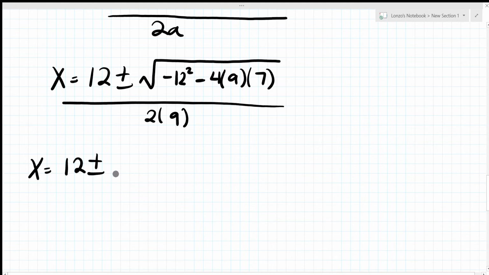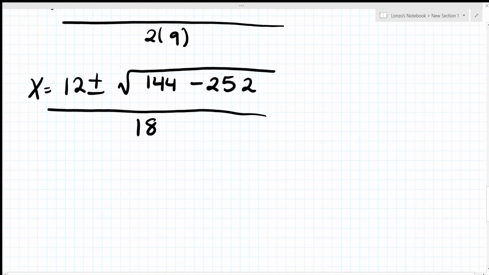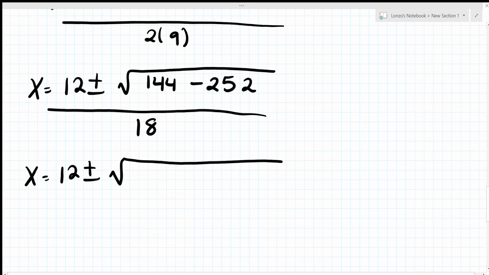12 plus or minus negative 12 squared is positive 144. Now it's like saying negative 4 times 9 times 7, which is negative 252, all over 2 times 9 is 18. Okay, let me go down. So it's like saying x equals 12 plus or minus 144 minus 252 is a negative number, right? It's negative 108 all over 18.